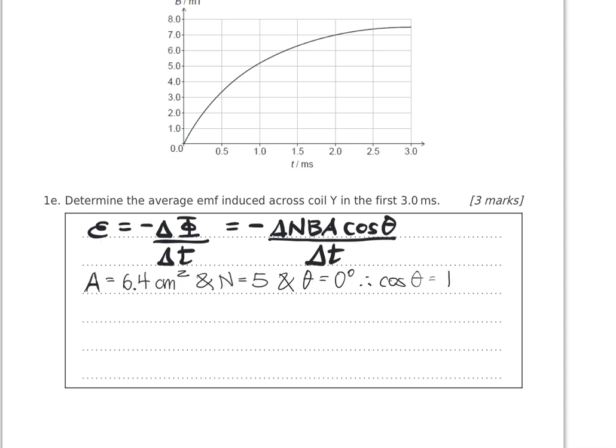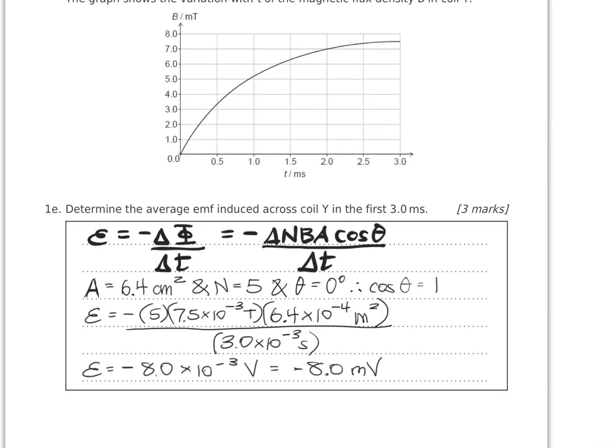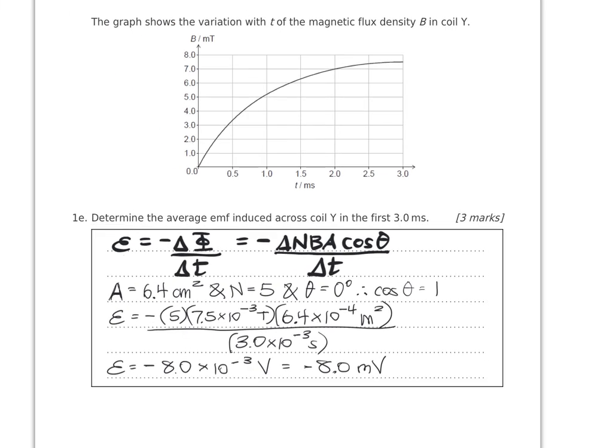We just want to convert that 6.4 centimeters squared to meters squared. And there we go. So 6.4 centimeters squared is actually 6.4 times 10 to the negative 4 meters squared. And then the change in the magnetic field, we go from 0 to 7.5 in 3 milliseconds. Of course, be careful, the magnetic field is in millitesla. So I have 7.5 times 10 to the negative 3 Tesla. And my time is 3 times 10 to the negative 3 seconds. And I work it all out. I get negative 8 times 10 to the negative 3 volts.